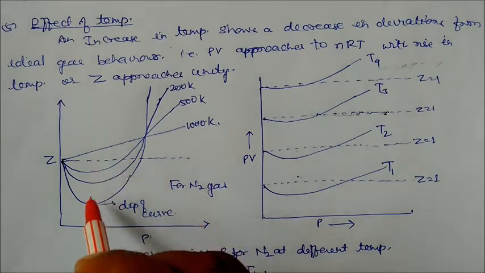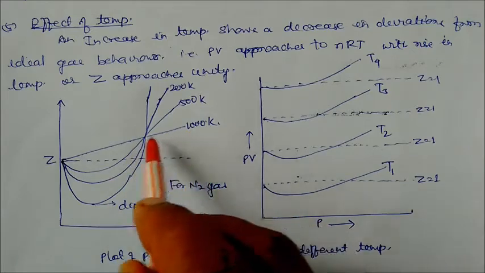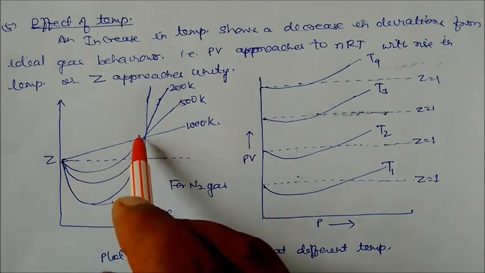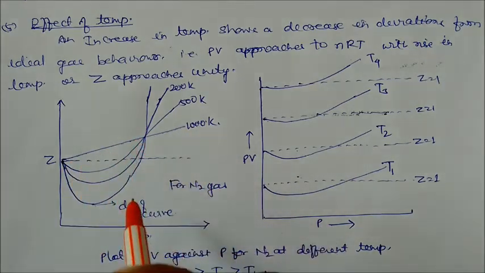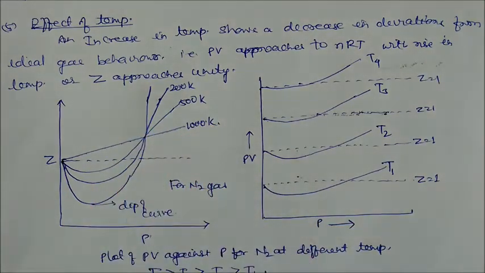If you increase the temperature more, then Z will go above unity. In this process, what will happen? PV will be greater than nRT. Then this gas, even nitrogen, will be incompressible at high temperature. This is what I want to say.